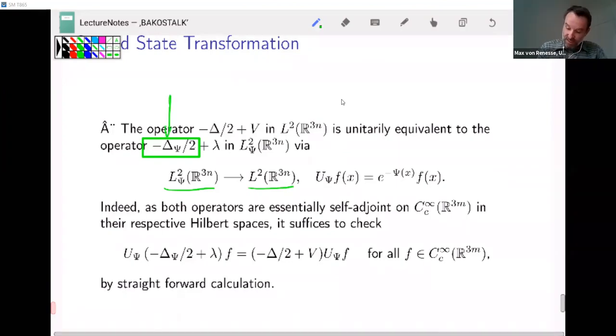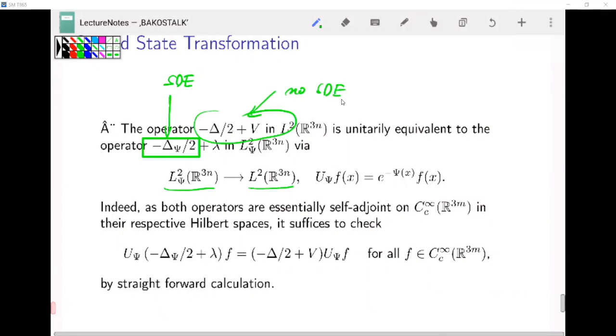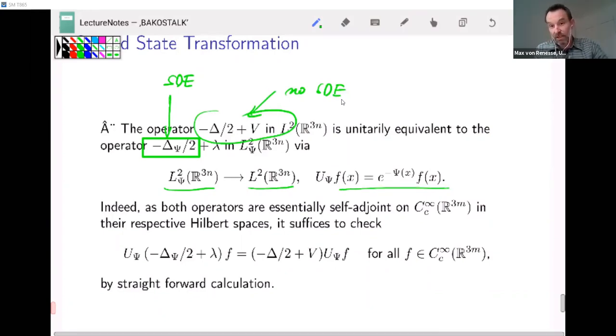So this one is related to an SDE, and this one is not related to an SDE. But the two semigroups are the same through a transformation. Some people also call it the Doob transform, but in this context it's called the ground state transformation. You multiply by e to the minus psi, applying your drift diffusion operator, and this is the same as if you apply the Schrödinger operator to the function alone, and then do this log exponential log transformation.